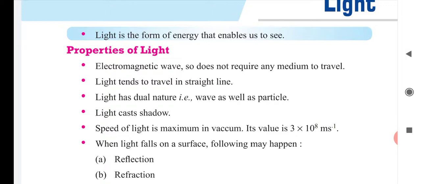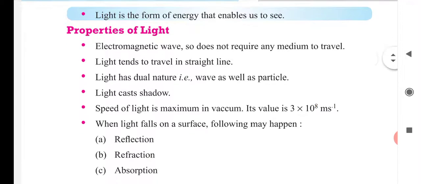The speed of light is maximum in vacuum. I already told you the speed of light is 3 into 10 power 8 meter per second. Why is it given as maximum? Because the speed of light varies from one medium to another. It is maximum in vacuum, where there are no particles. When the same light enters water, its speed reduces. When it enters glass, its speed reduces. This we will discuss in the refraction part, that is refraction through glass slab.